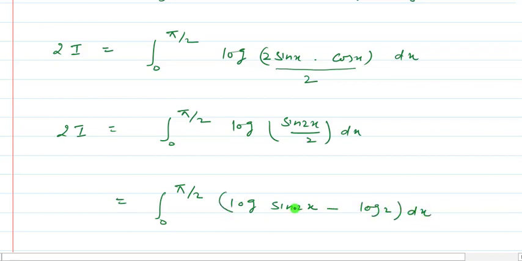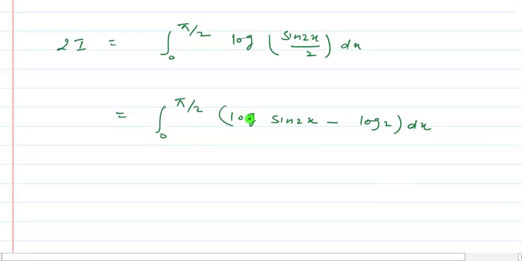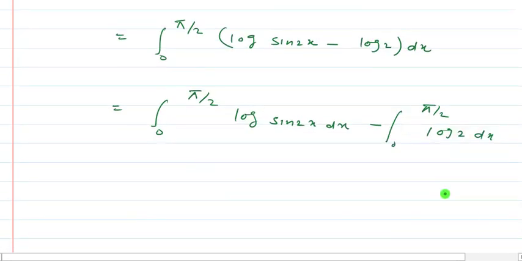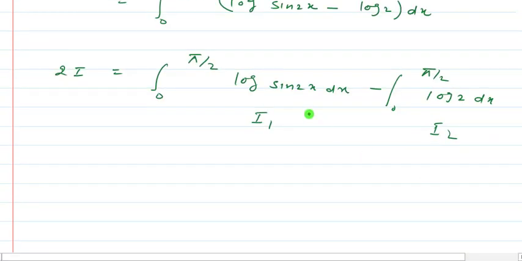Segregating the two by using the fourth property, that the integral from a to b of f(x) plus g(x) can be written with the same limits as the integral of f(x) plus the integral of g(x). So it can be written into two parts: the integral from 0 to pi by 2 of log sin 2x dx is one part, and another part is the integral from 0 to pi by 2 of log 2 dx. Let me name this as I1 and this as I2, and the whole is equal to 2I. Let us take one by one.